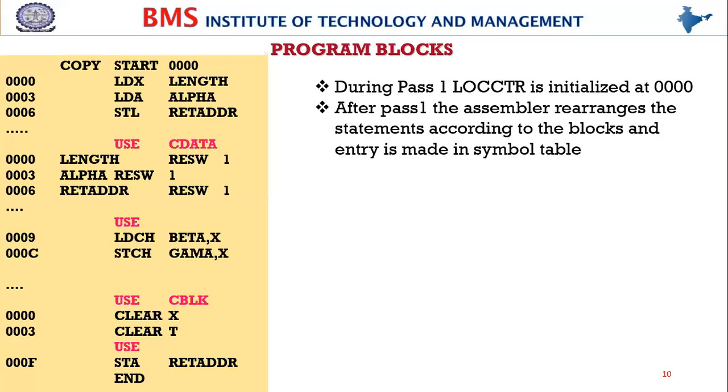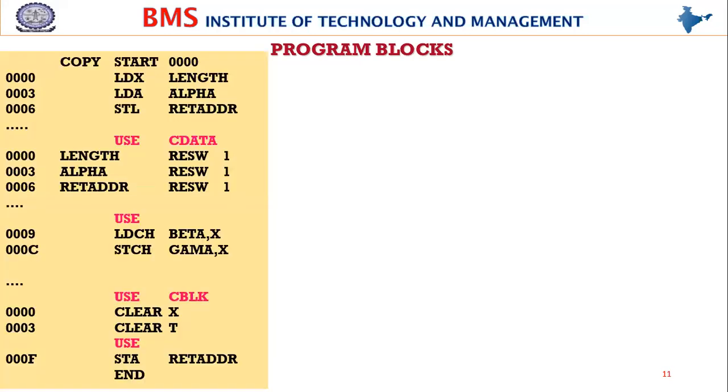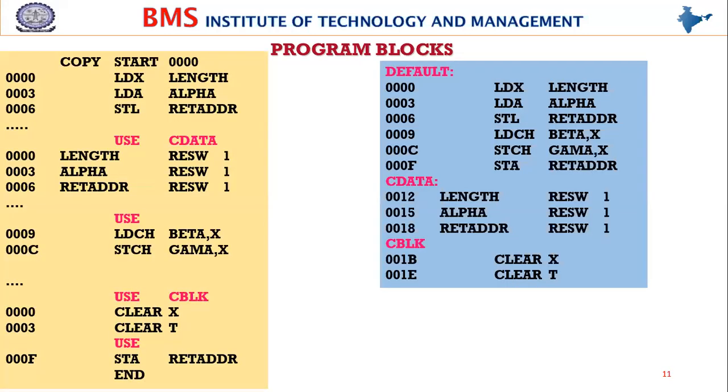During pass 1, the location counter is initialized to 000. After pass 1, the assembler rearranges the statements according to the blocks and entries are made into the symbol table. Just have a look. This is our program and this is how the rearrangement is done. LDX, LDA, STL, LDCH, STCH and STA are arranged as the default block according to their addresses. The three instructions belonging to CDATA follow: after 000F, the next address 0012 is given to the first instruction of CDATA, then 0015, 0018.